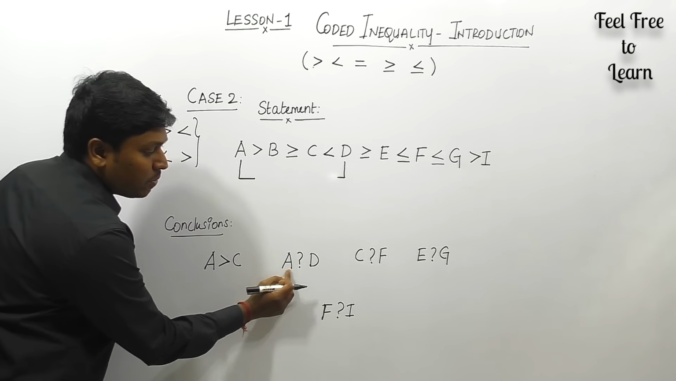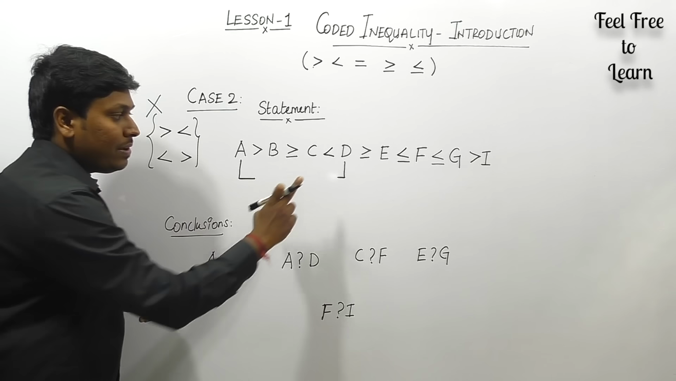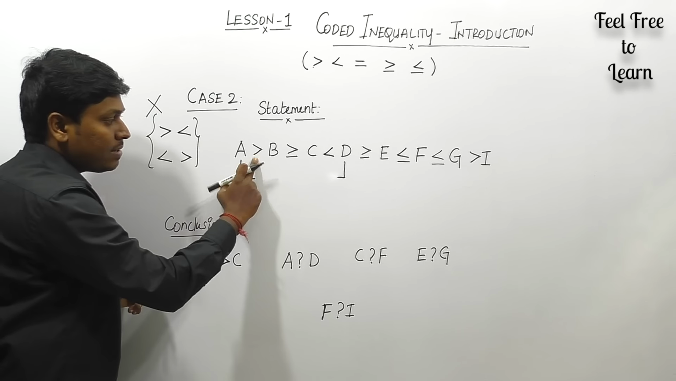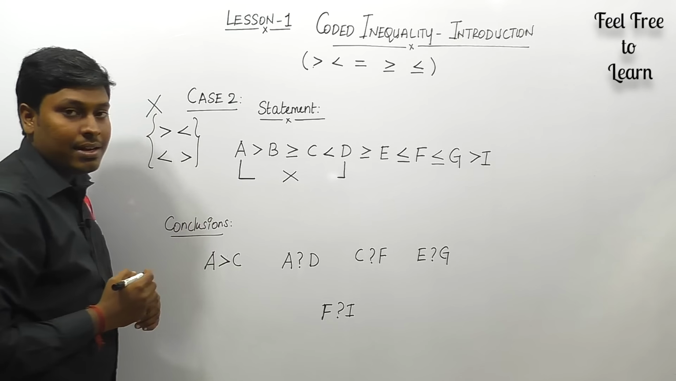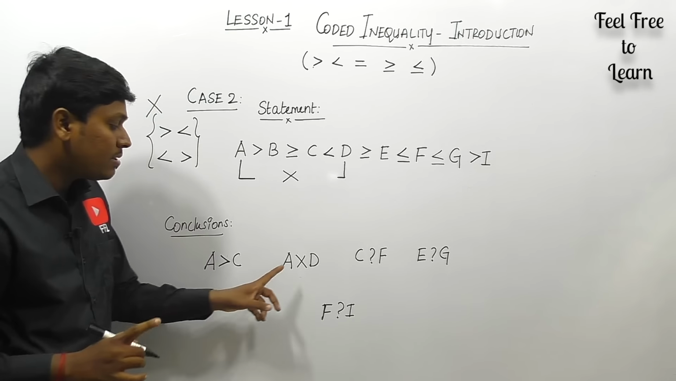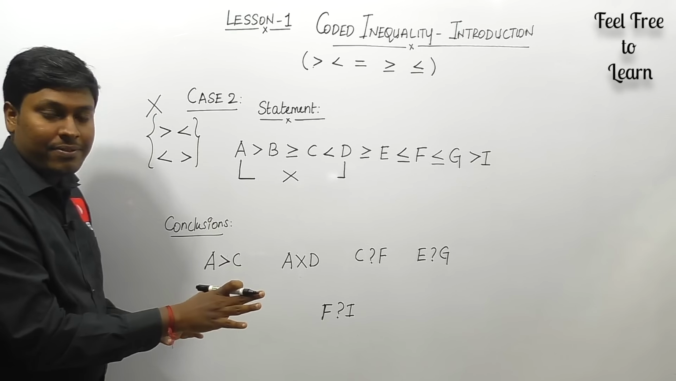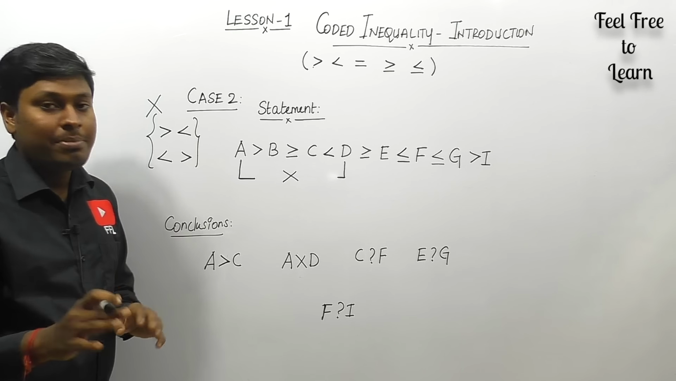Here we need to find what is the relation between A and D. While comparing A and D, we got one less than and one greater than, so we can't find the relation. Directly we can say that the relationship cannot be established for the letters A and D. Got it? If you find this case, definitely you can say the answer is cannot be established.